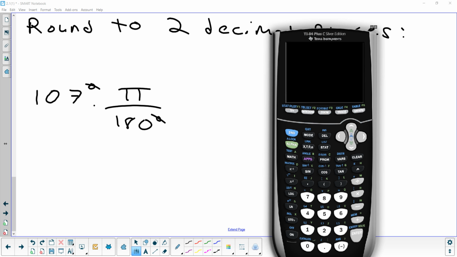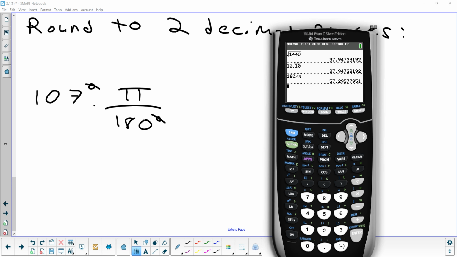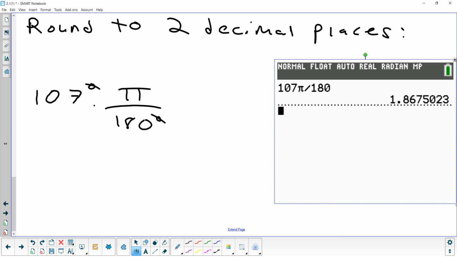When you type it in, make sure you use the pi button. Okay? Don't use 3.14. I'll show you in a little bit why. So 107 times pi, divide by 180. So on this calculator, you type it in almost exactly the way you see it. And that's 1 point, if this is rounded properly, what would my answer be? 1.87. Okay, not 1.86. And it's approximate.